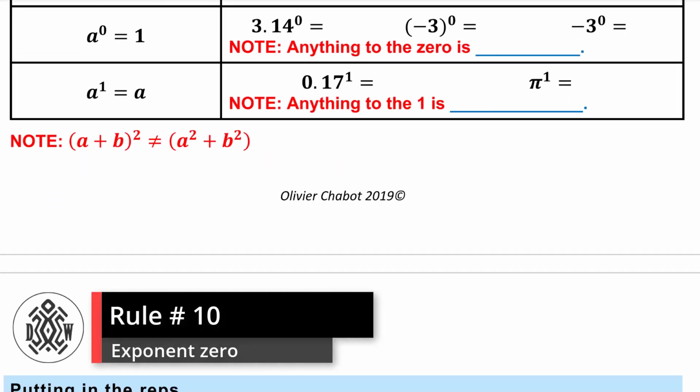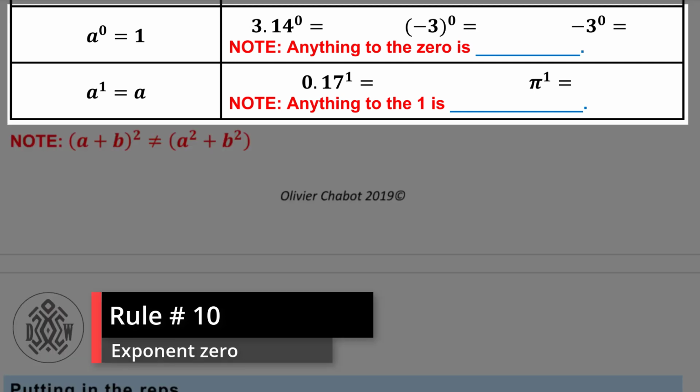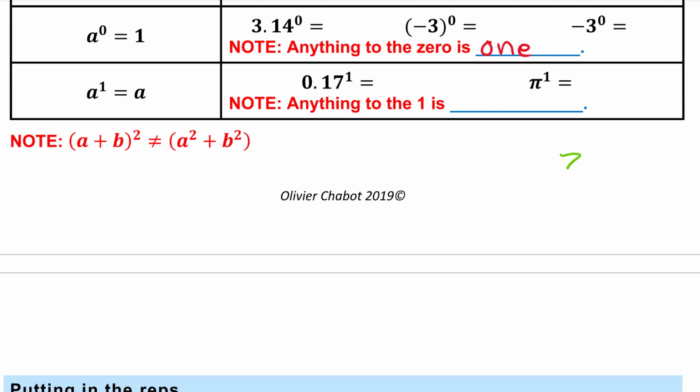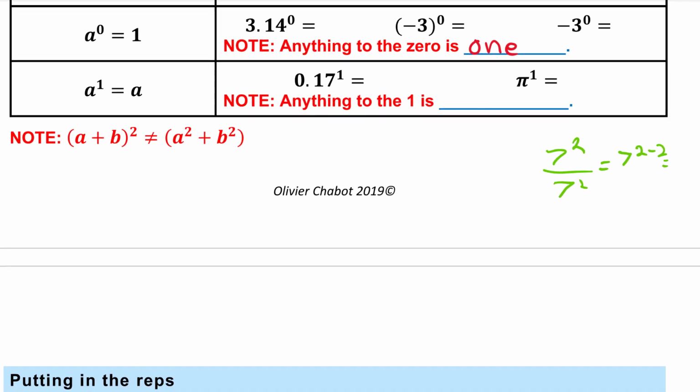Now if we move on, anything to the 0 is 1. So 8 to the 0 is 1. How can you think about this, connecting the dots? Well, if you have, for example, 7 to the 2 over 7 to the 2, there's 2 ways to see this, or there's probably more ways. If you remember, when we have the same base and we divide, we subtract the exponent, so that would be 2 minus 2. So that would be 7 to the 0, which is 1.